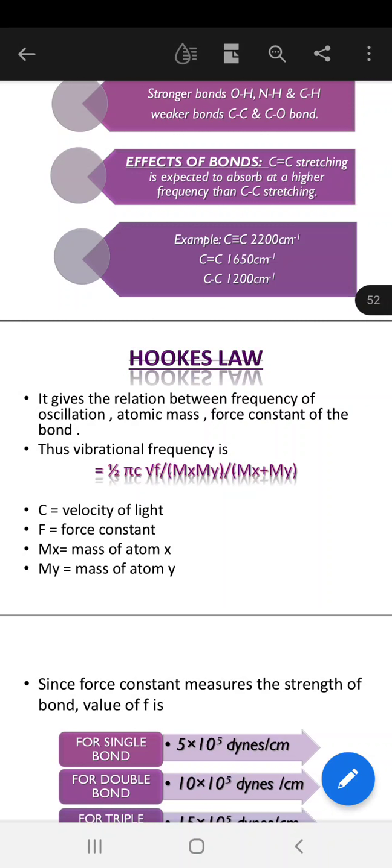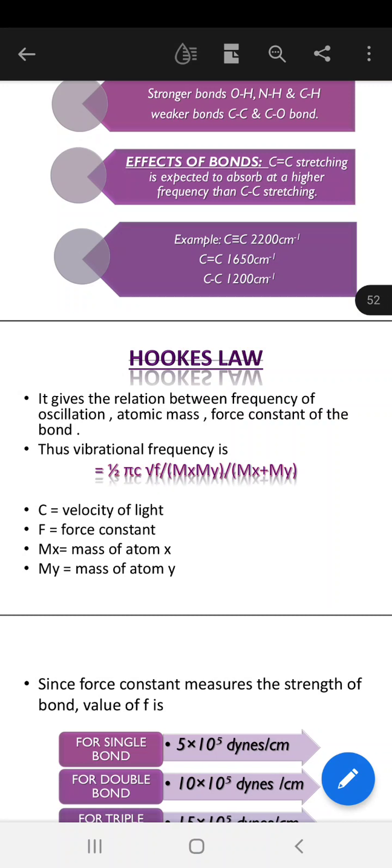Hooke's law, that I told you, gives the relationship between the vibrational frequency, the atomic mass, and the force constant, that is your bond strength. The vibrational frequency is equal to 1/(2πc) times the square root of f divided by mxmy/(mx+my). Here c is the velocity of light, f is the force constant, mx is the mass of atom x, and my is the mass of atom y.